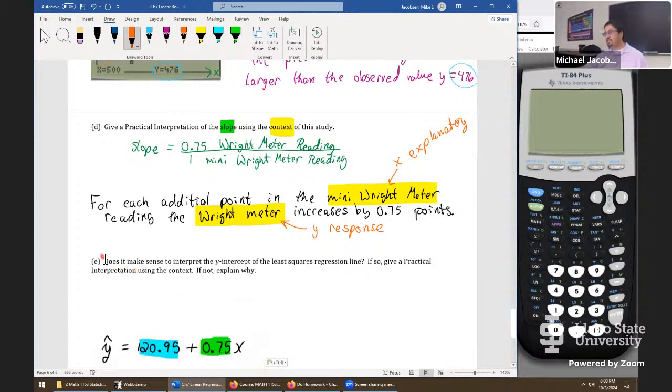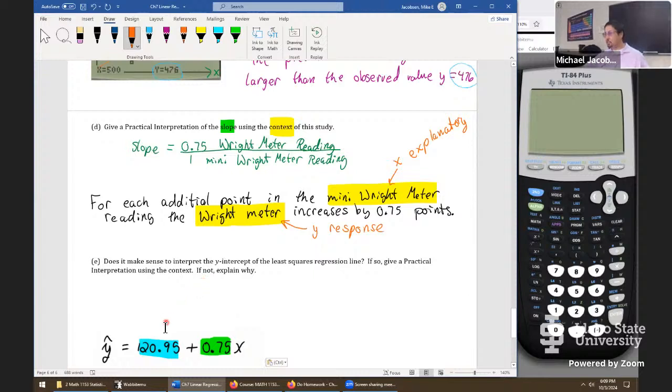Okay, so it says, does it make sense to interpret the y-intercept of the least squares regression line? That's the y-intercept, the 120.95. It's a number, but when we say, does it make sense to interpret it, we're saying, does this number 120.95 actually have any relation to the problem at hand using the context? If it does, we'll give it a practical interpretation. If not, we'll have to give an explanation.